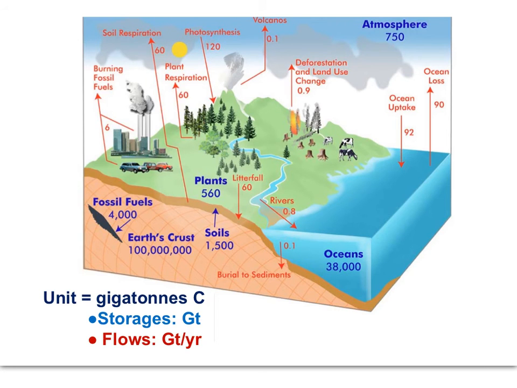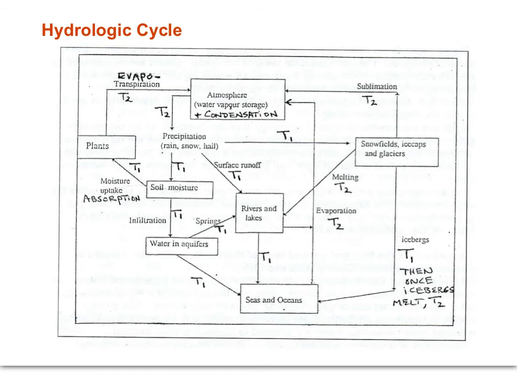In this diagram of the carbon cycle, a diagram we will study later in this course, notice the units for storages, standing masses, and the units for flows, as rates. Here is a diagram of the hydrologic cycle. The transfers are labeled T1 and the transformations T2. Study this image to strengthen your understanding of transfers as nothing more than a change of location, and transformations as a chemical or physical change.